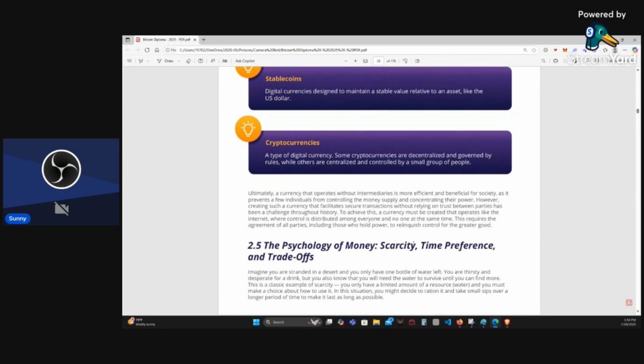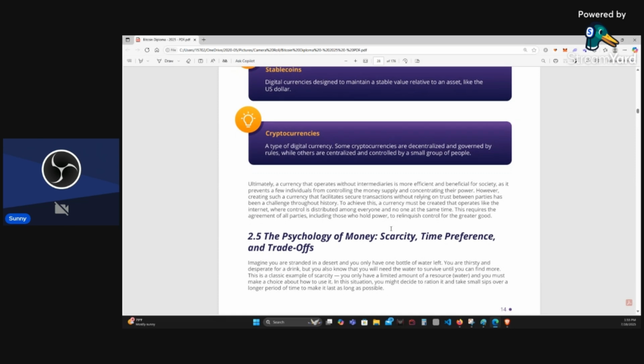Ultimately, a currency that operates without intermediaries is more efficient and beneficial for society, as it prevents a few individuals from controlling the money supply and concentrating their power. However, creating such a currency that facilitates secure transactions without relying on trust between parties has been a challenge throughout history. To achieve this, a currency must be created that operates like the internet, where control is distributed amongst everyone and no one at the same time. This requires the agreement of all parties, including those who hold power, to relinquish control for the greater good.